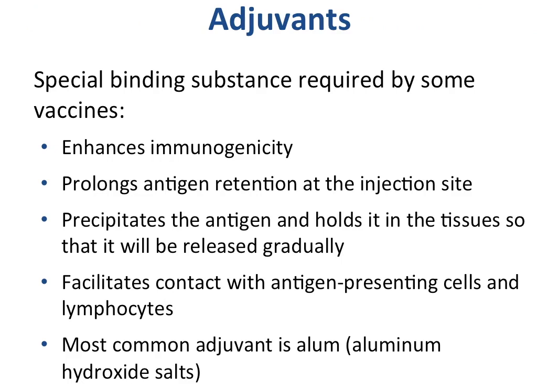The adjuvant is a substance that is actually required by the vaccine. The adjuvant can enhance the immunogenicity, and also can prolong antigen retention at the injection site and facilitate antigen presenting cells engulfing. Most adjuvants are aluminum hydroxide salt.